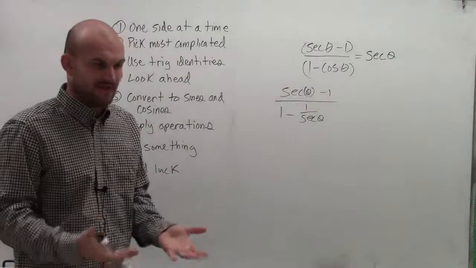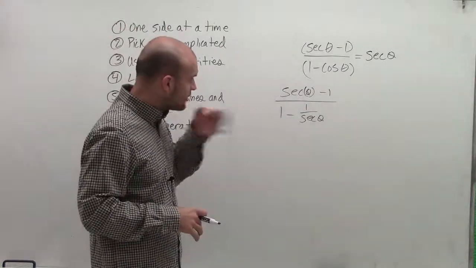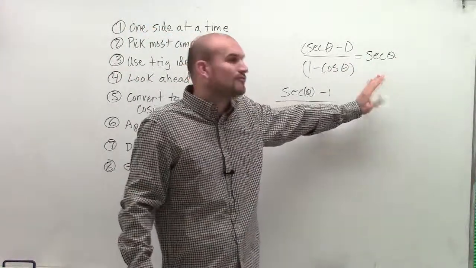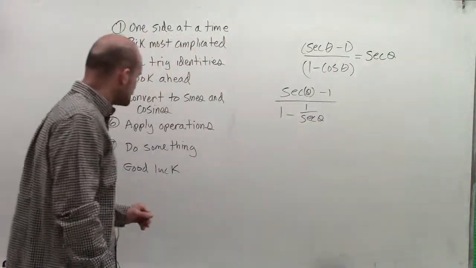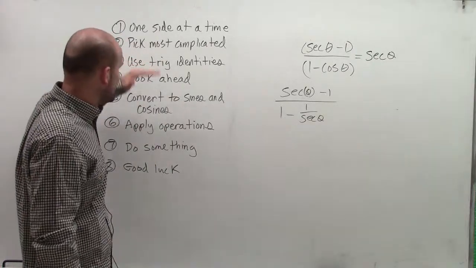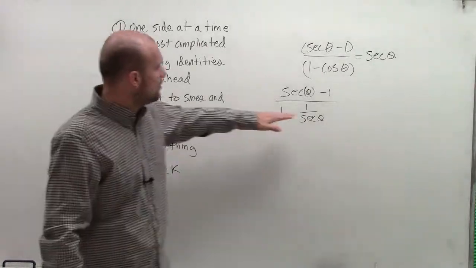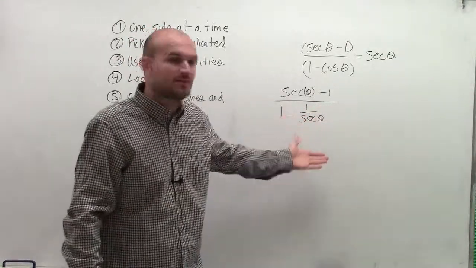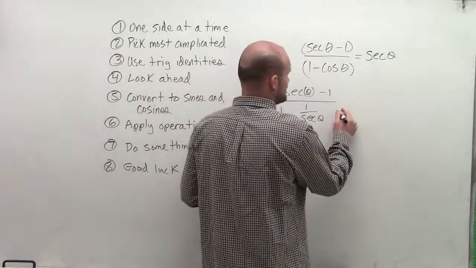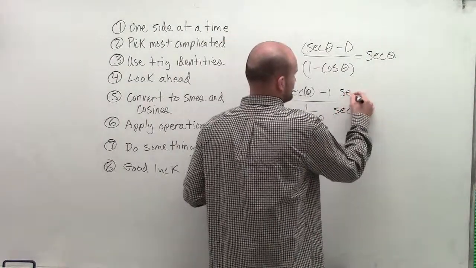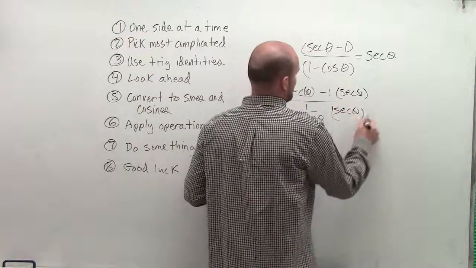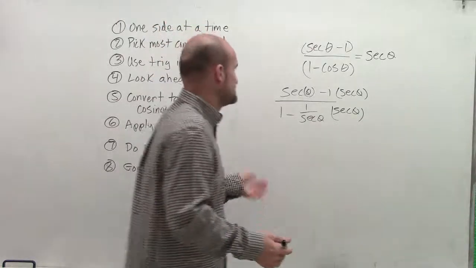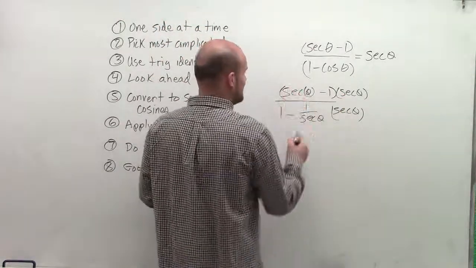Now how can I simplify this? One thing we want to do is get this off the denominator. We don't want to have fractions up here. So I'm going to look ahead and apply my operations. To get 1 over secant off the bottom, I can simply multiply by secant of theta on the top and the bottom. Remember, as long as I multiply by the same number on the top and the bottom, I produce an equivalent expression. Up top, I'm just going to leave that as is for right now.